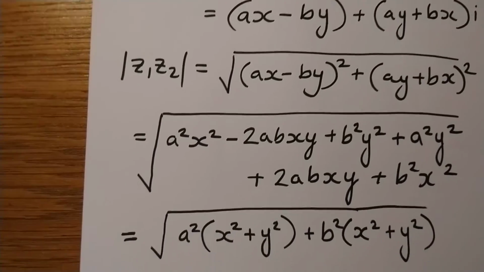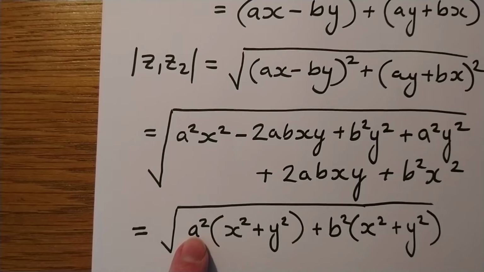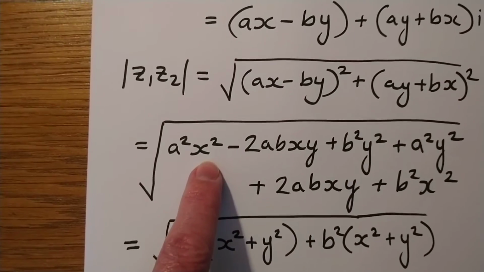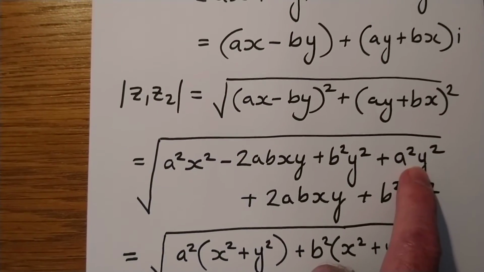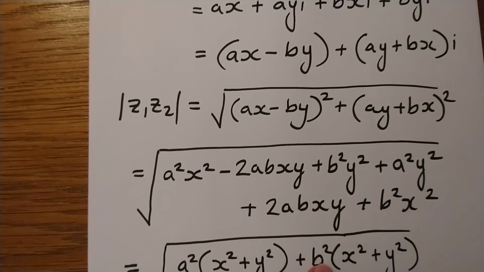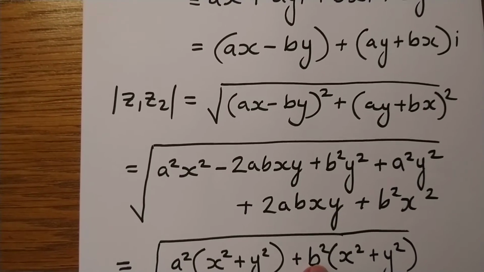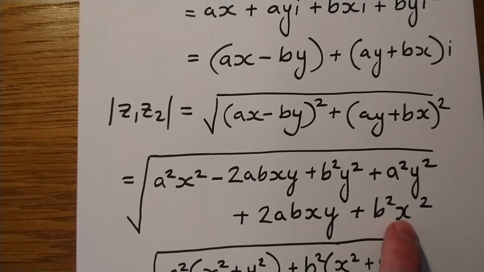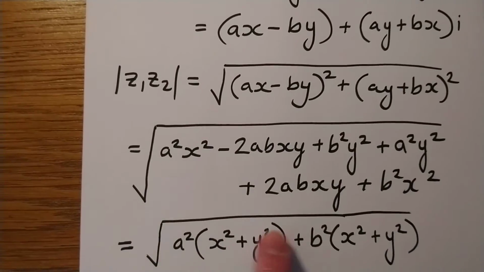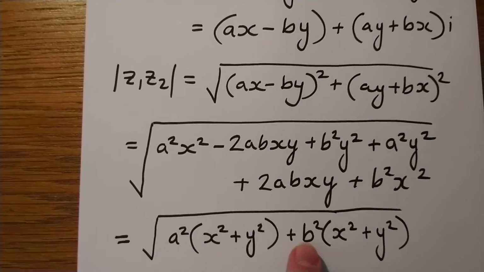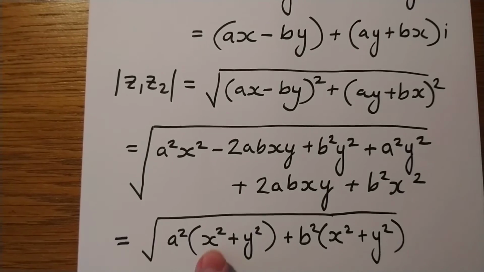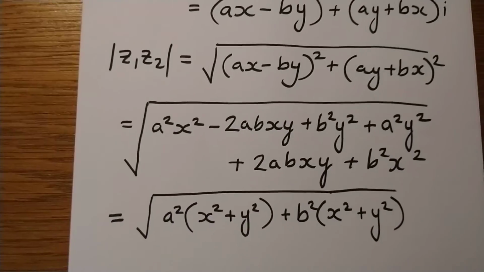So if we remove those, we can then actually pull a squared out of x squared plus y squared, and we can factorize out b squared from x squared plus y squared. So we've got another common factor here, and then we can group the a squared and the b squared into another single bracket.